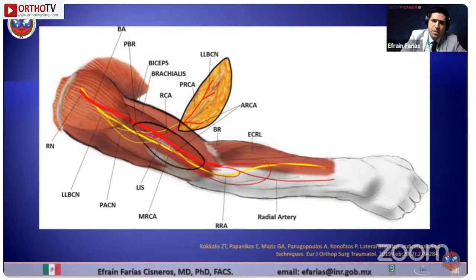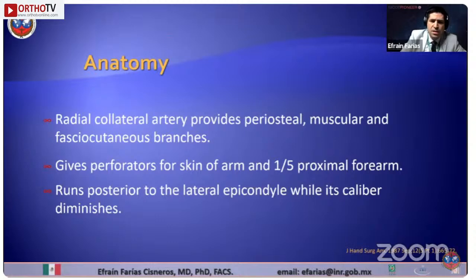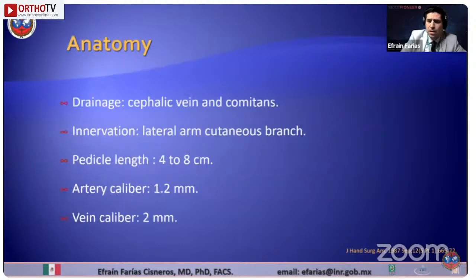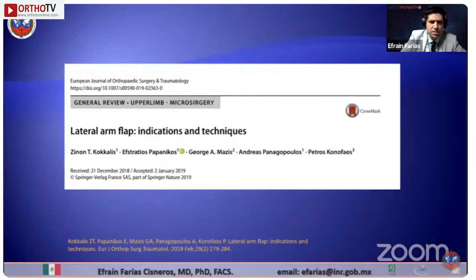The flap is supplied by the posterior radial collateral artery, the terminal branch of the profunda brachii that nourishes the flap. This artery provides several periosteal, muscular, and fasciocutaneous branches, and the skin perforators irrigate the arm and the proximal fifth of the forearm. The drainage is by the cephalic vein and venae comitantes. The pedicle length is up to 8 centimeters, and the vessel caliber is 1 to 2 millimeters.